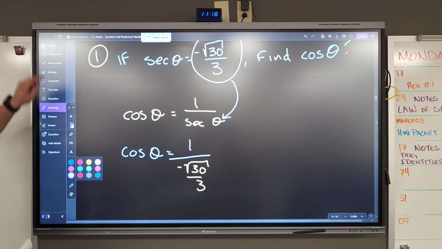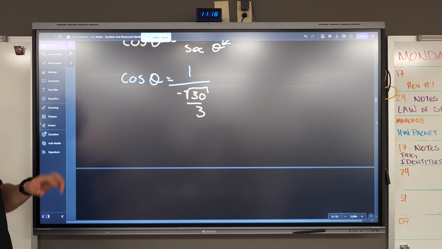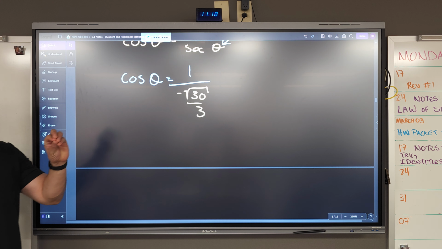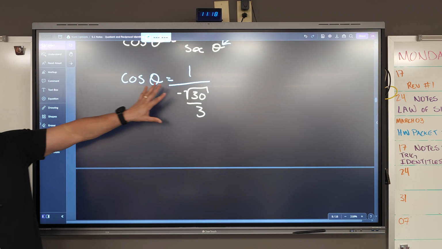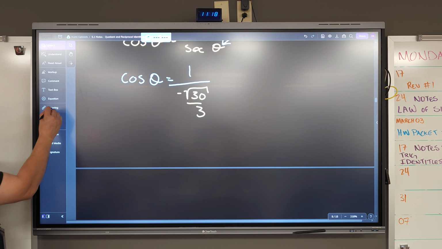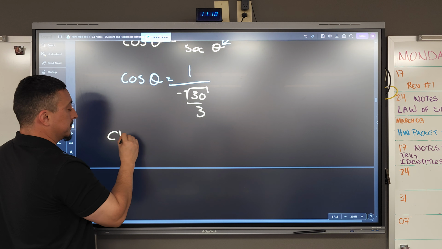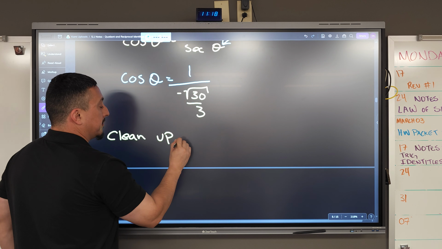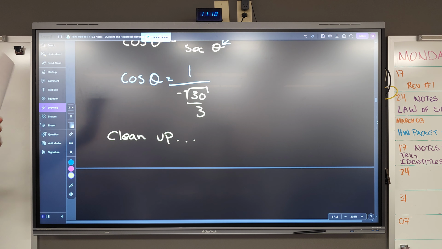Okay? Okay guys, here's this part, I need you to understand this. Cosine, this is the answer. That is the answer, okay? But the rest of this is going to be cleanup. We just got to make this answer look nicer, okay? It's ugly like that, so we got to clean it up, okay?